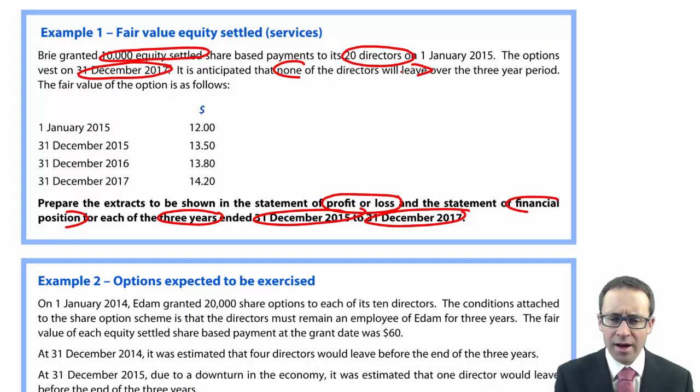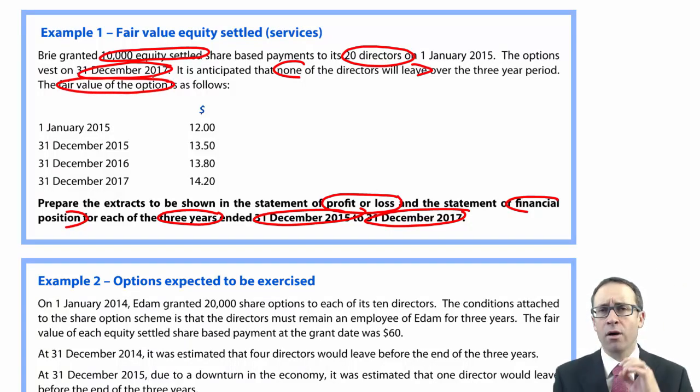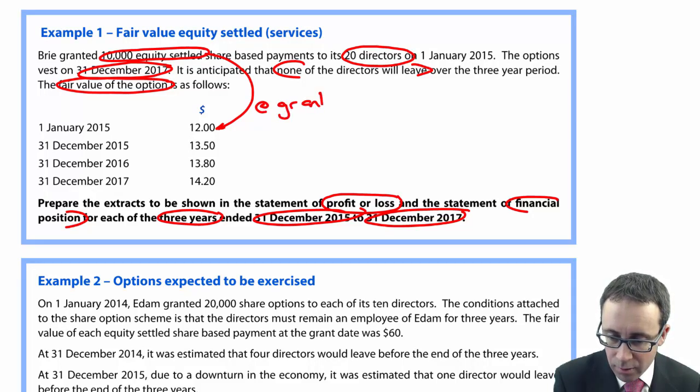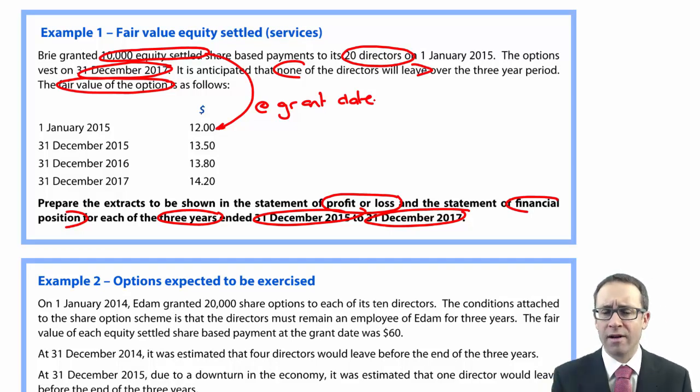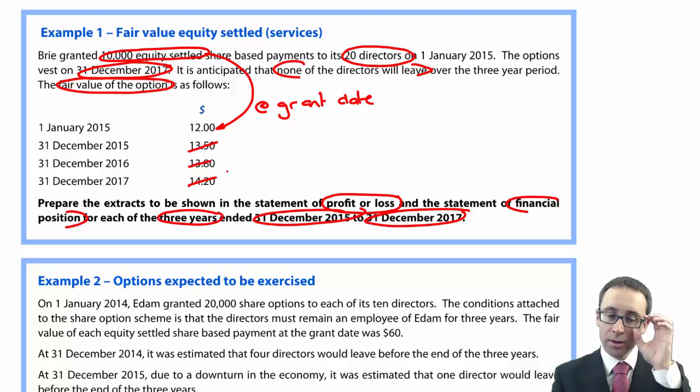And then you're given the fair value of the option. That's important. It's the fair value of the option. And you're given 4 figures there. Now remember, if it's your equity settled, we need to go through and take the fair value, don't we, at the grant date. So even though I'm told what happens to the fair value of the option at December 15, I ignore it. December 16, I ignore it. December 17, I ignore it. Yeah, I use the fair value at the grant date, which is there as $12.